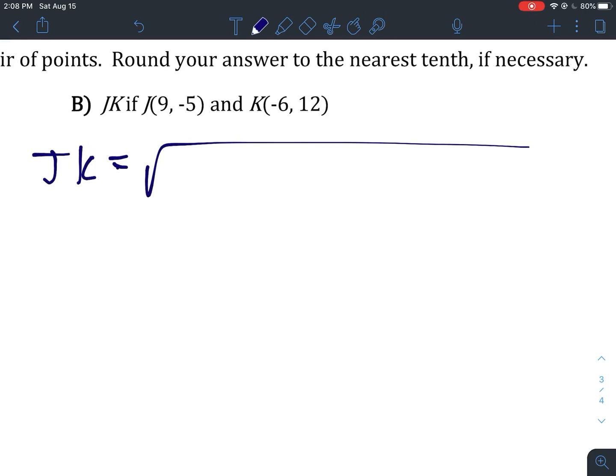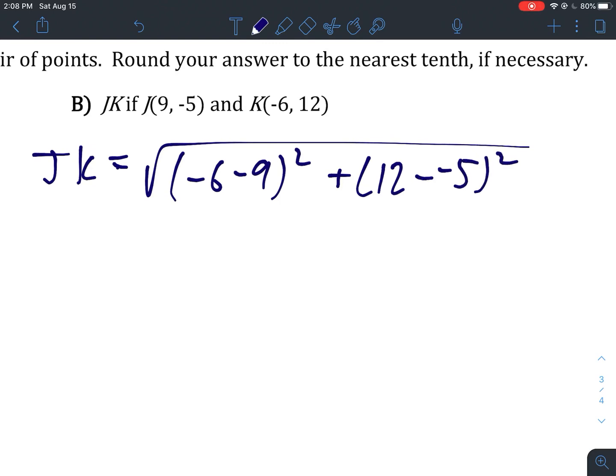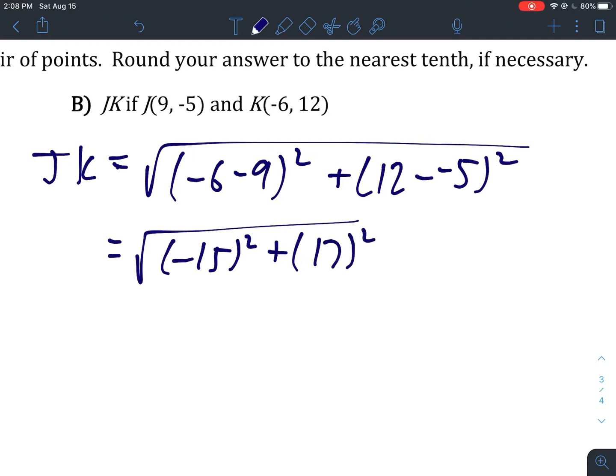All right, so for JK, again, it doesn't matter which x I pick first. This time I'm going to pick negative 6 to go first. So negative 6 minus 9. Now because I chose negative 6, I must choose 12. So 12 minus negative 5. If you did it differently, that's absolutely fine. So negative 6 minus 9 is negative 15. 12 plus 5 is 17. Negative 15 squared is 225. 17 squared is 289.